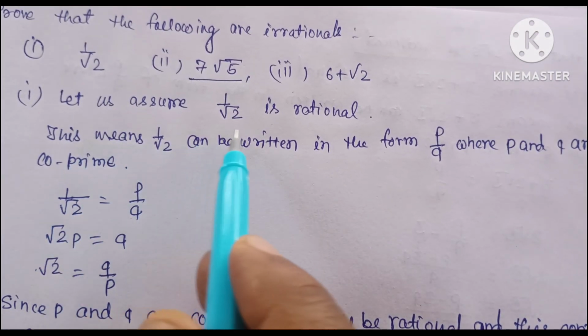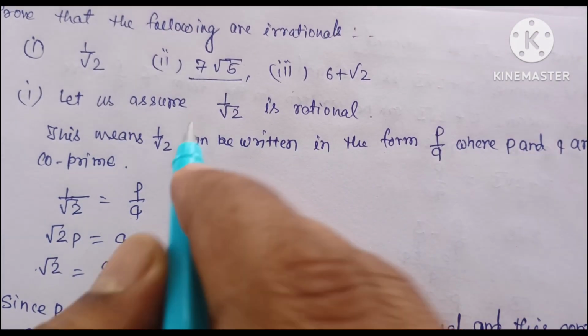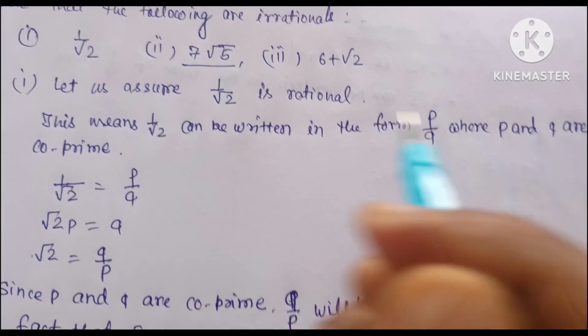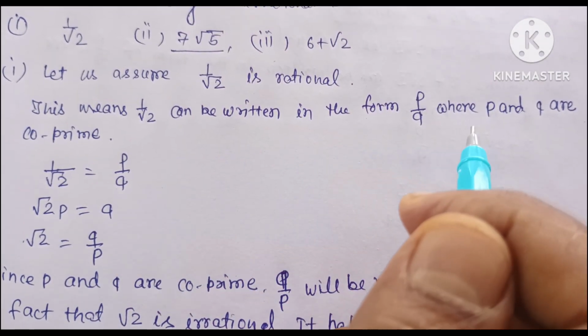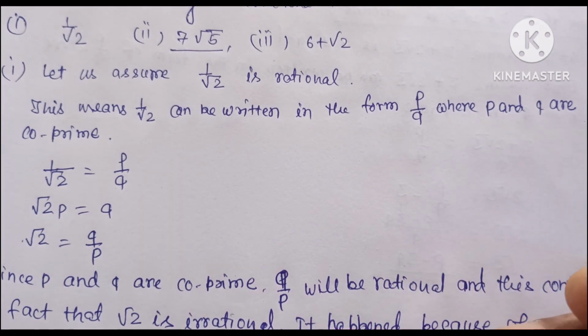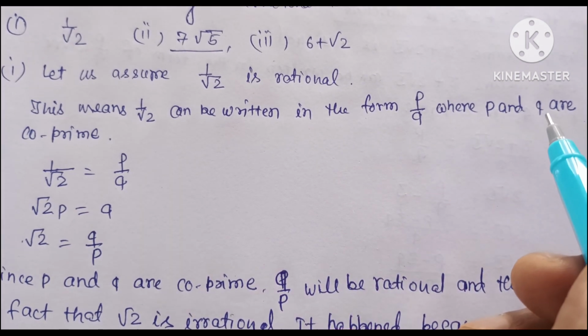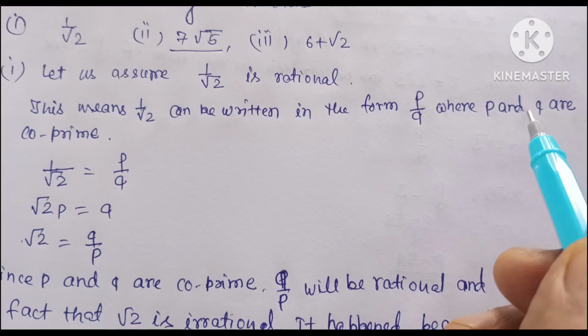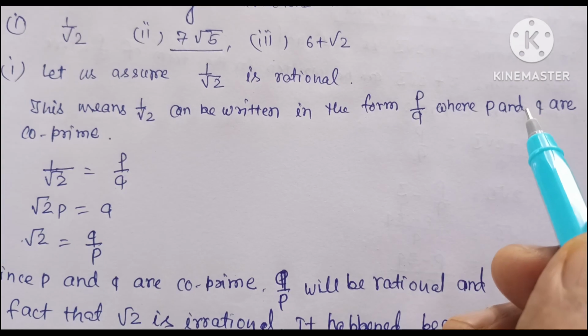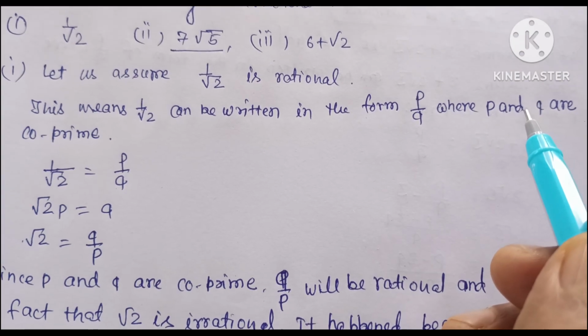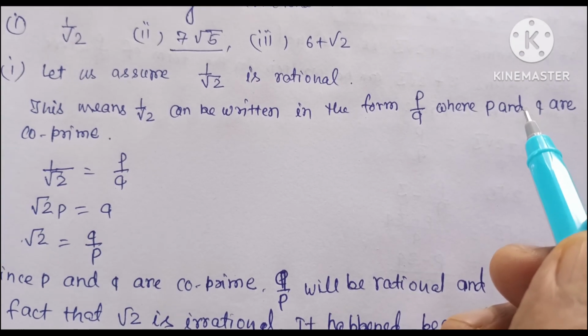Let's assume 1 by root 2 is a rational number. It means we can write 1 by root 2 in the form of p by q, where p and q are co-prime. Now the question is, what is co-prime? Co-prime means a pair of numbers which have none other than 1 as their divisor. So both can be divided only by 1.